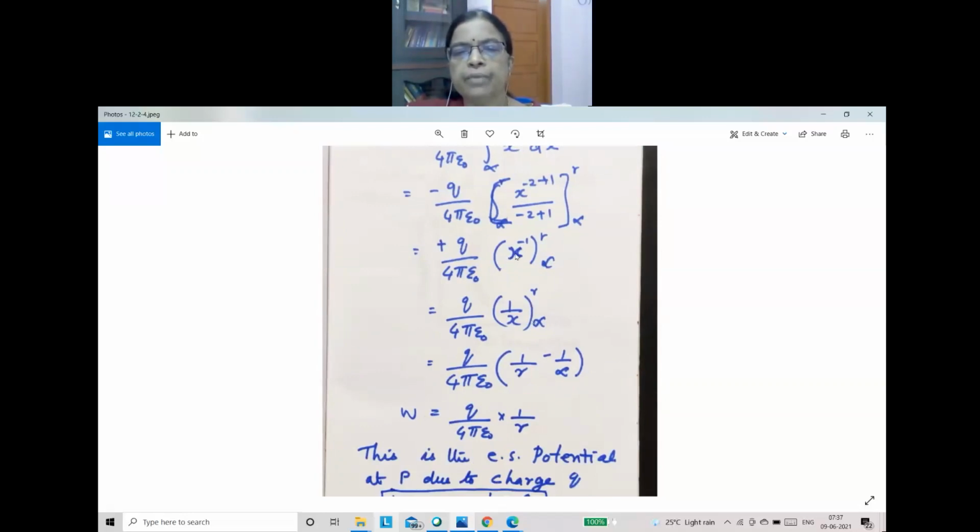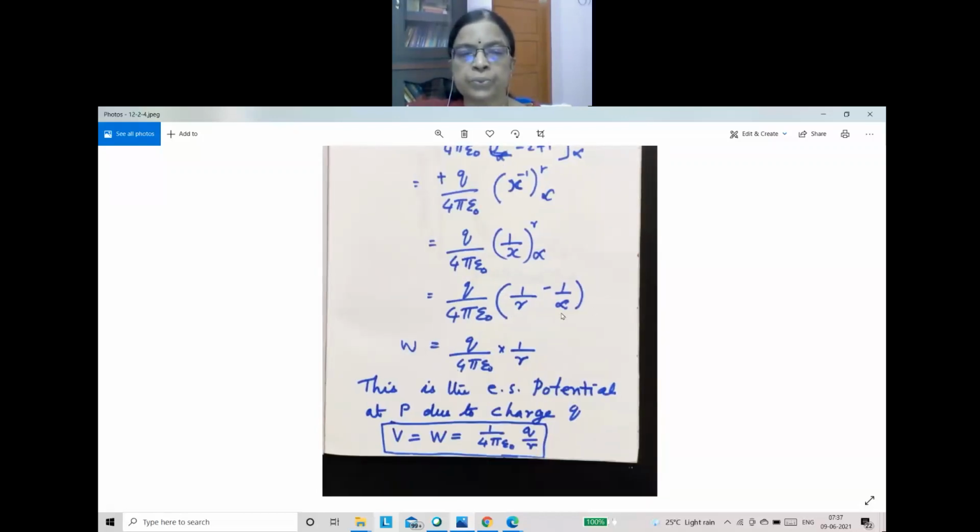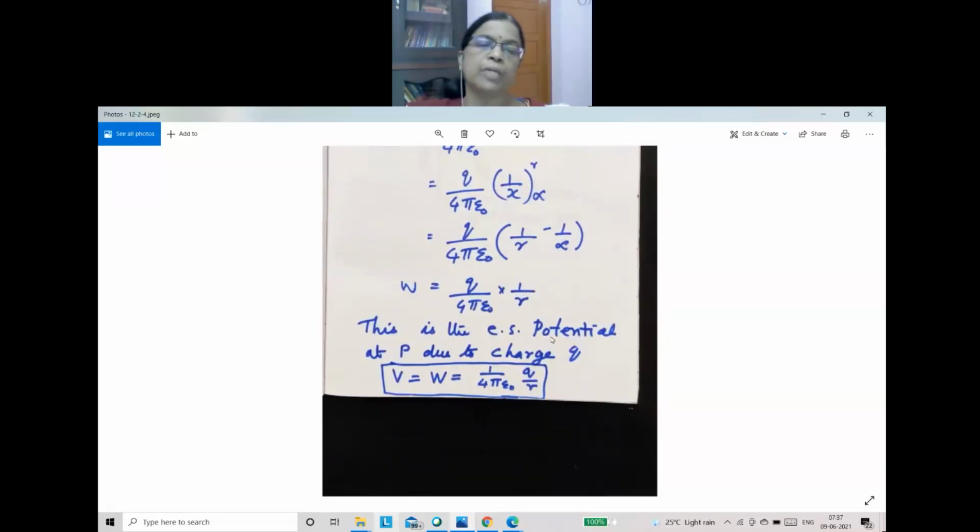This is x raised to minus 1, so we write it as 1 by x. Then only we are giving the limit. Upper limit 1 by r minus lower limit 1 by infinity. What is 1 by infinity? 0. So we take this part as 0. But here 1 by r is there. Q by 4 pi epsilon 0 into 1 by r. So we got the expression. This is the electrostatic potential at P due to the charge Q.